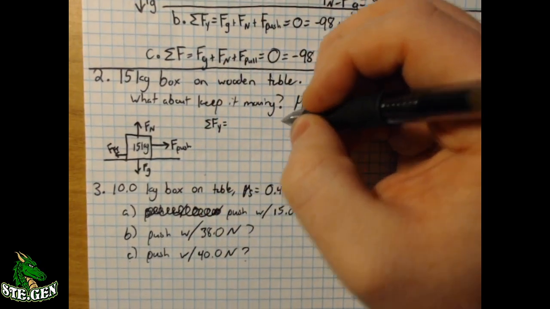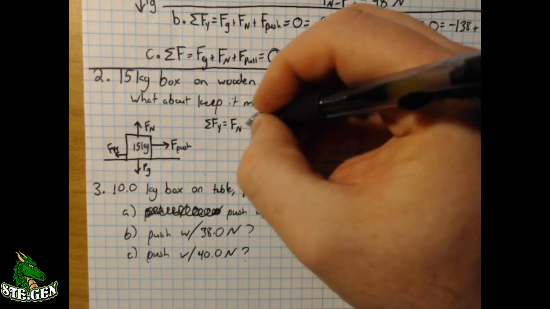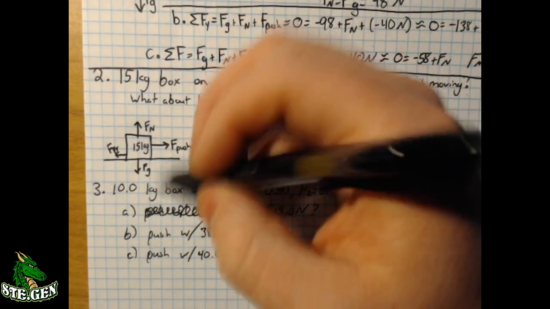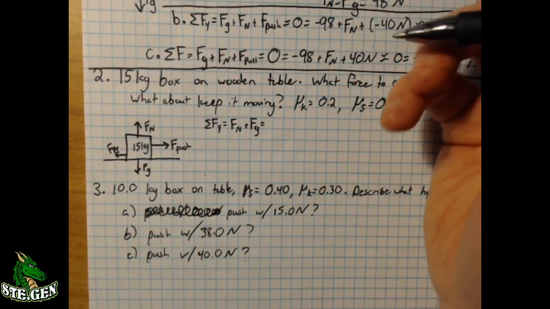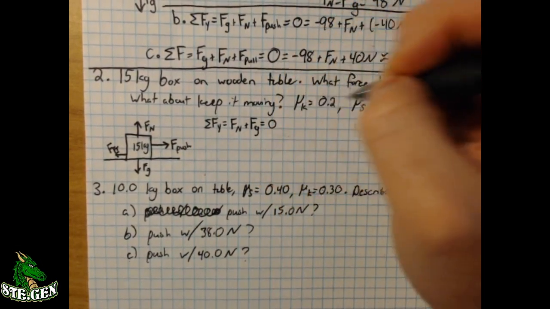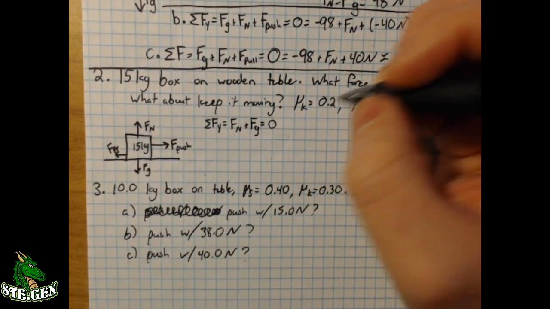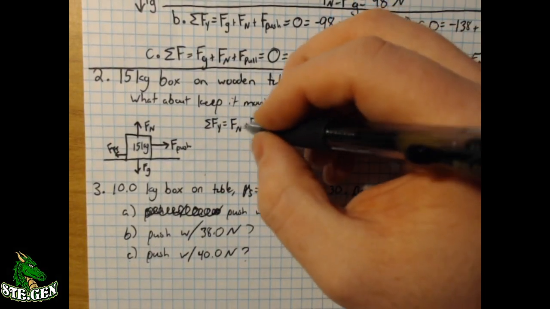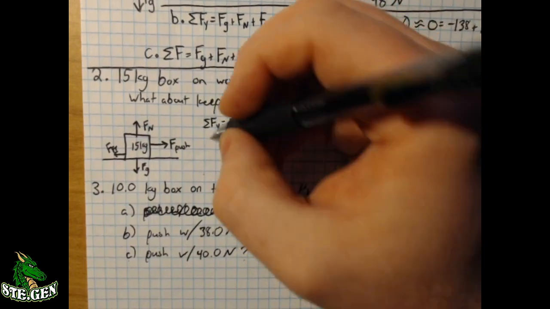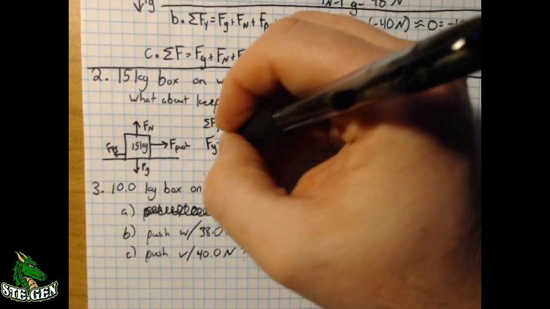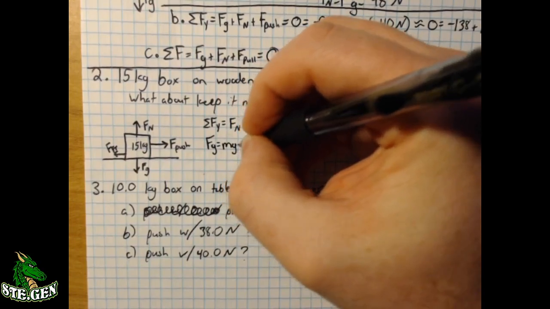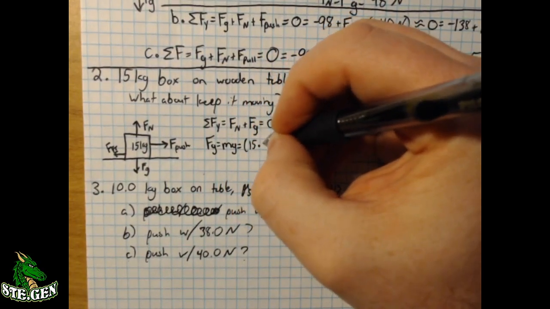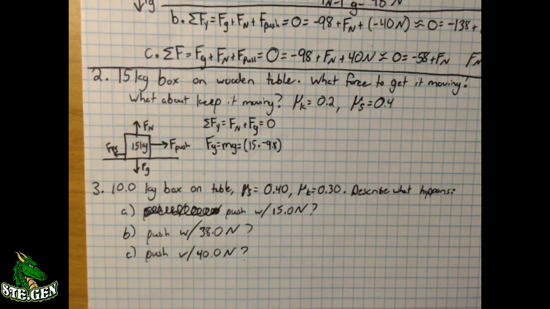First, the sum of the forces in the y direction. Let's list them out. We've got normal force, and we've got gravity. There is no vertical acceleration that it mentions. It does not talk about the box flying away, so the sum of those forces must be 0. Whatever the force of gravity is will also be our normal force. Force of gravity is equal to m times g, which in this case is 15 times negative 9.8.